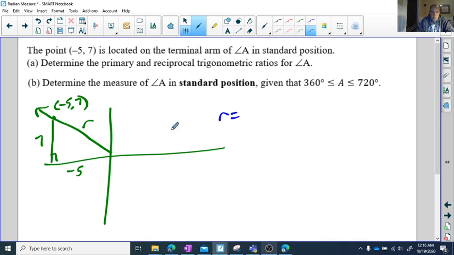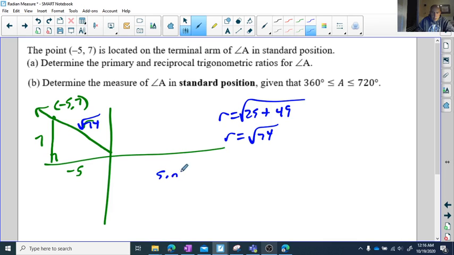So R would be x squared, which is 25, plus y squared, which is 49. Then you have to take the square root of it to get R. So square root of 74. I don't believe there's any perfect squares that go into 74, so it's reduced. It wants all 6 ratios. So this side now is square root 74.